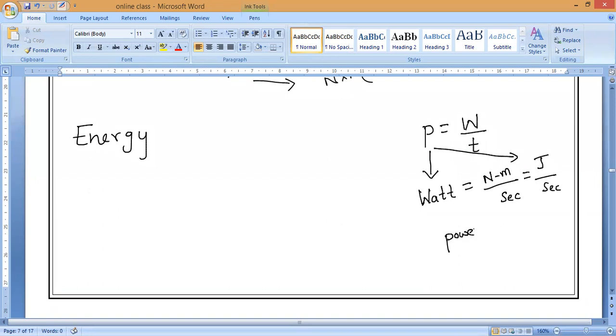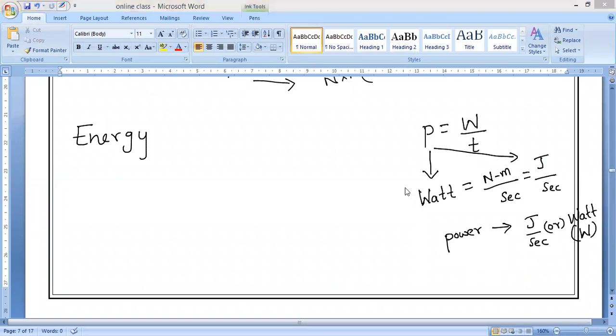Power means P. So power P, what is the unit? Joule per second, or we can say watt. Watt we represent with a capital W. But don't get confused. Capital W means work done, and capital W also indicates the watt symbol, so don't get confused with this. Is it okay, guys? Everybody? So clearly you have to understand that.